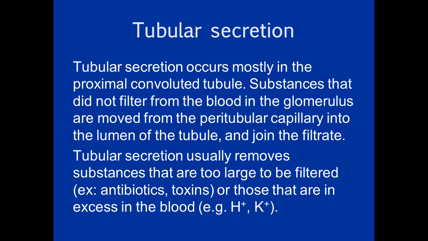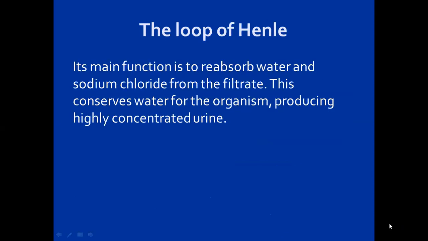So substances that didn't filter from the blood in the glomerulus, but should be part of urine, are moved from the peritubular capillaries into the lumen of the tubule and join the filtrate. So tubular secretion usually removes substances that are too large to be filtered. For example, certain antibiotics and toxins, or those that are in excess in the blood. So hydrogen ions and potassium ions.